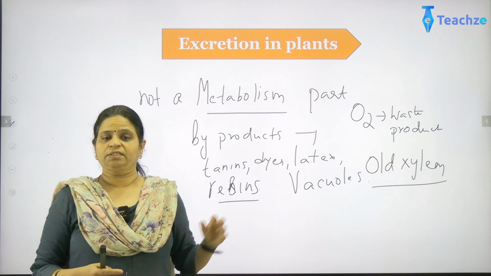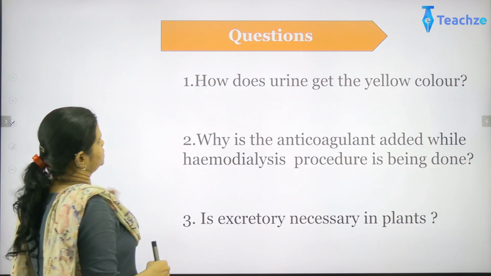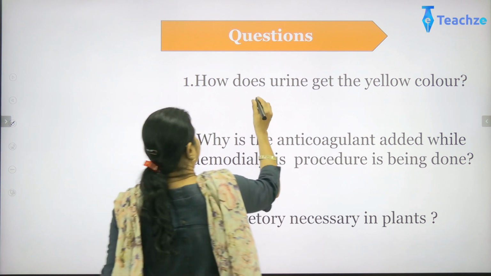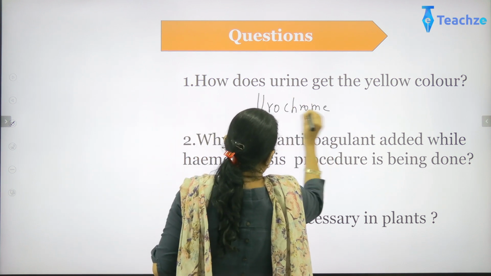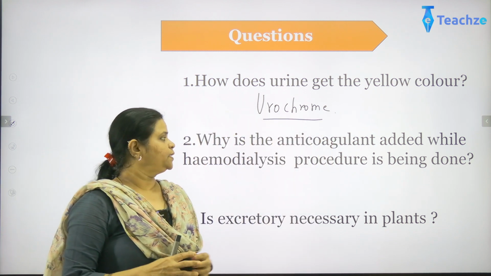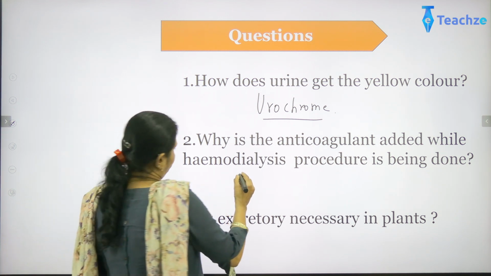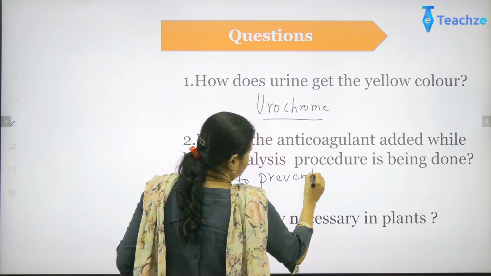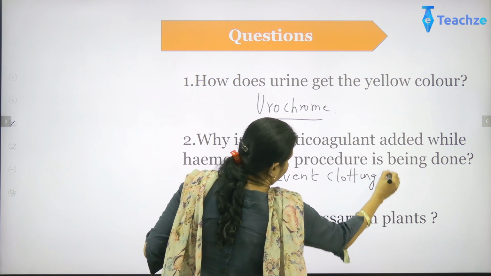So this is all about this particular topic, and let's see some questions. How does urine get the yellow color? We already discussed it. The yellow color is because of a pigment called urochrome. Now this gives that yellowish color to the urine. Now why is the anticoagulant added while hemodialysis is being done? That is to prevent clotting of blood. You cannot have clotting at that particular place. So it is to prevent the clotting of blood.